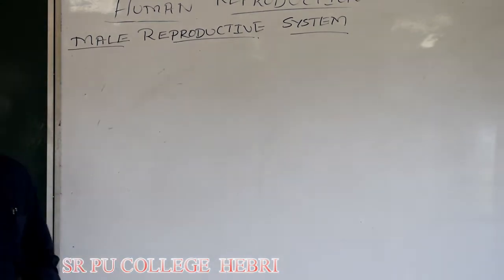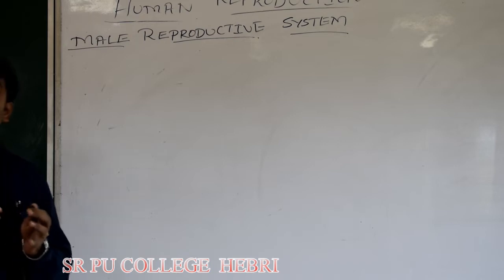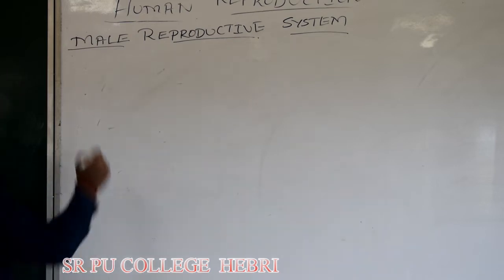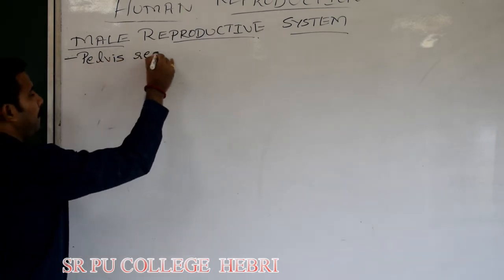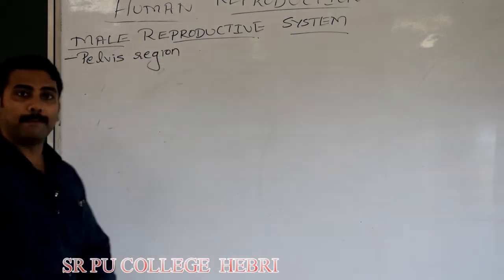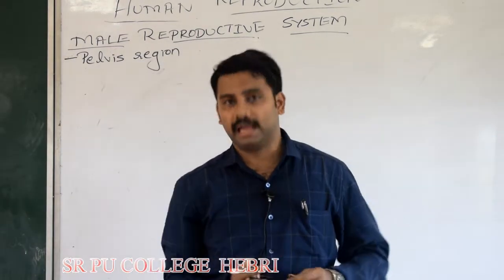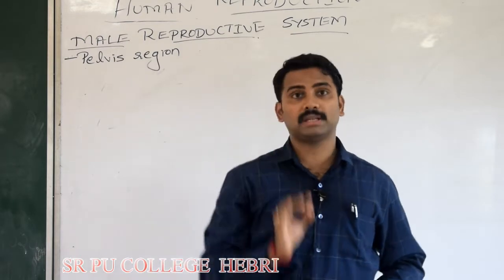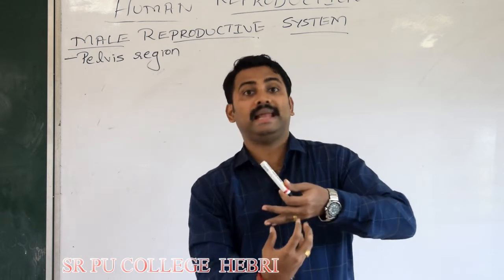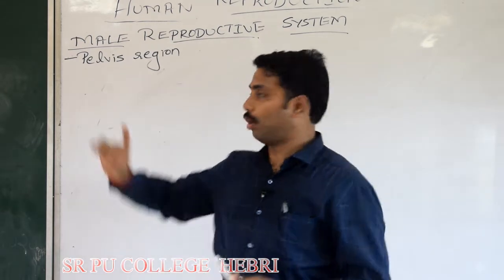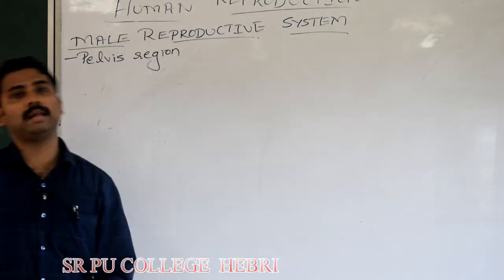Now, the male reproductive system is located in which region of the body? It is present in the pelvis region. What do you mean by pelvis region? It is the area between abdomen and thigh. I repeat, what is pelvis region? It is the area between abdomen and thigh. Right, the area in the middle of the legs is called the pelvis region, where the major part of the male reproductive system is present.